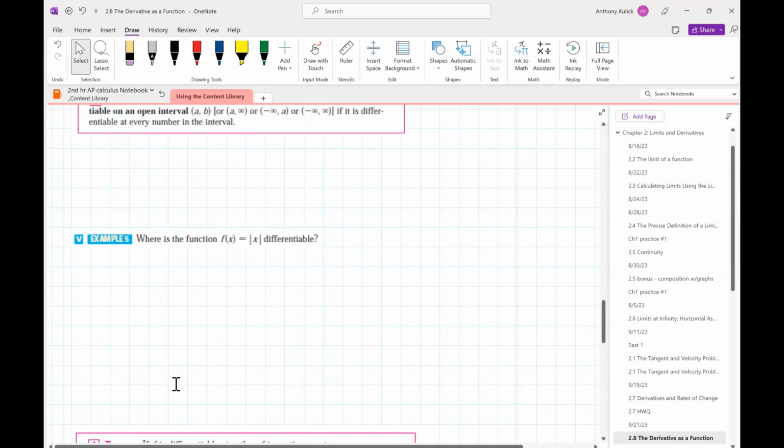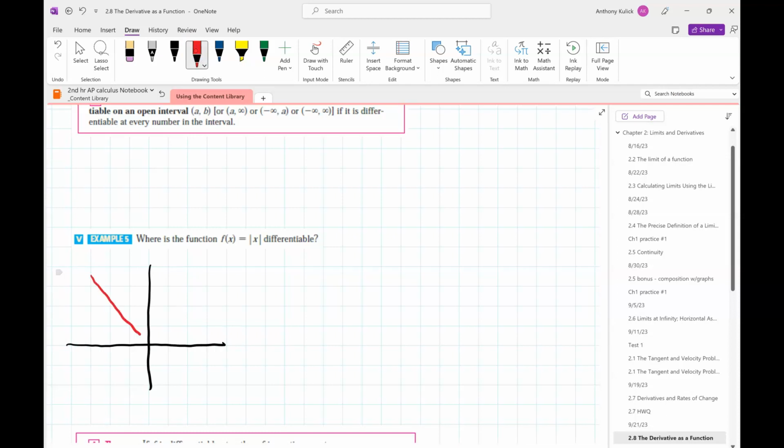Where is the function f of x differentiable if f of x is equal to the absolute value of x? What's the graph look like? Let's start with some intuition. What's the graph of the absolute value look like? It's a V. Great.